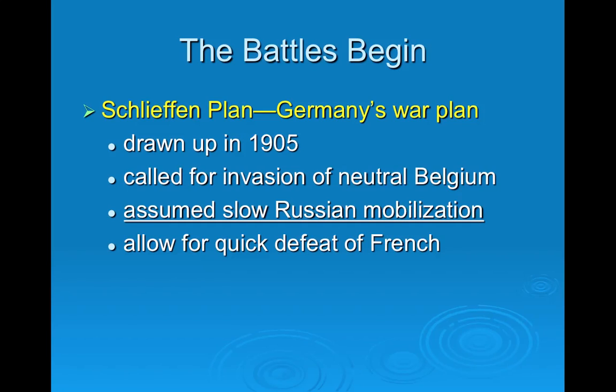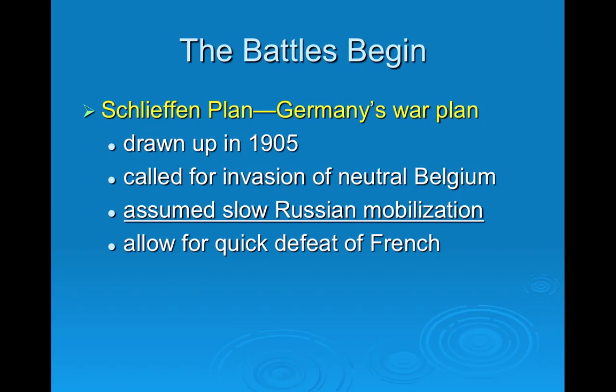1905? Circle that. Now, what's weird about that? Oh, that's what's weird about it. That's before Franz Ferdinand was even assassinated, Miss Barnes. I know. Does this tell you that Germany was hungry for more? Germany was planning this war. They just needed the opportunity, and Archduke Franz Ferdinand's assassination gave it to them. It called for an invasion of neutral Belgium. Remember, that's what made Britain mad.